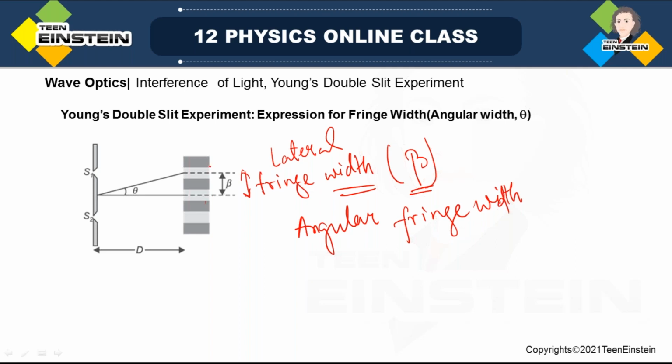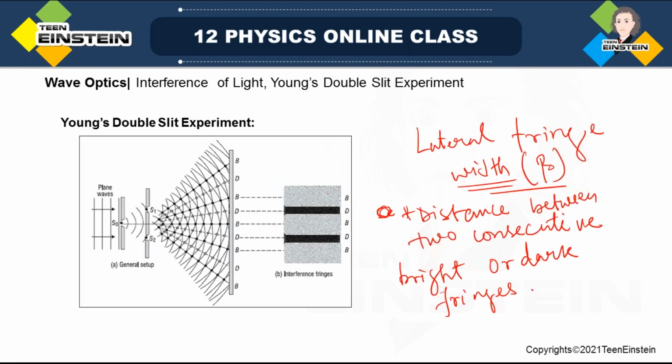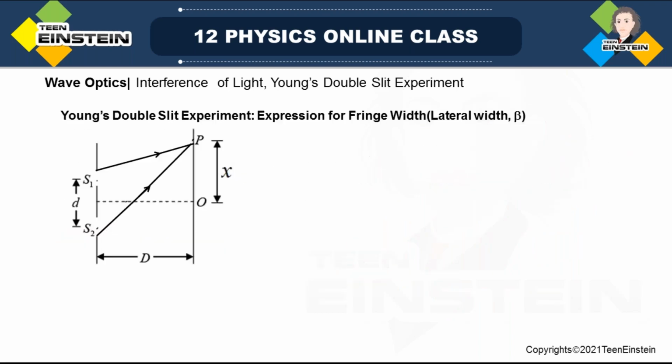So you might be asked to find out what is the fringe width, what is the position. From this fringe width and angular fringe width, we can actually locate the fringes, particular order of fringes. So what we'll do here, we'll try to find out or derive an expression for fringe width, which is lateral fringe width. And not only that, see in this figure, this is a schematic representation of Young's double slit experiment.